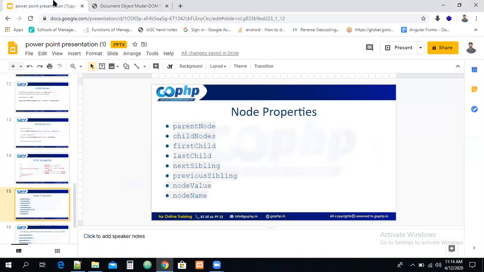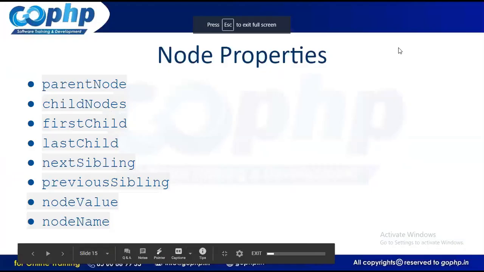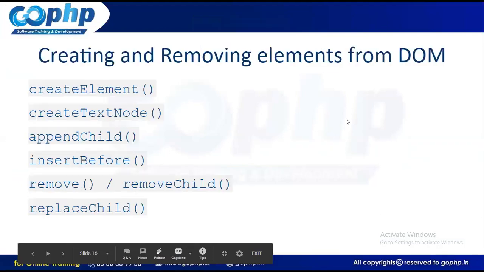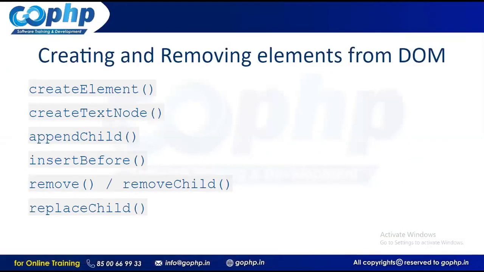The next thing is, I want to create an element, and I want to remove an element from the DOM. How can we create an element, right? So these are the methods, guys. We have creating and removing elements from the DOM, creating an element into the DOM or removing an element from the DOM. How can we create an element?